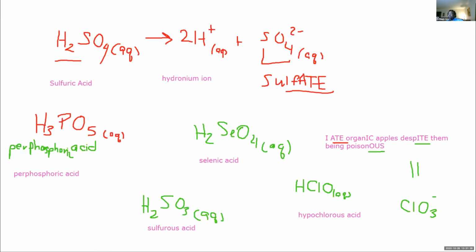So if I had telluric acid, what would that look like? Like TeO4. Telluric acid, yeah. So it would be H2TeO4 with the AQ. Okay, that's just kind of where I was confused. Never mind, I won't ask it. I know my answer already. Okay.